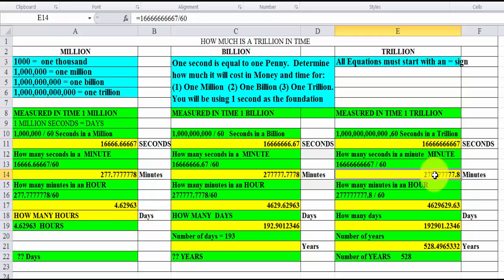And then down here, we're going to divide it by 60 again to give us minutes. Then we divide it again by 60 to tell us how many hours. Then we divide it again by 24 to tell us how many days. And then we divide it one more time by 365 days to tell us how many years. So the number of years, rounding it down, is 528 years for 1 trillion.